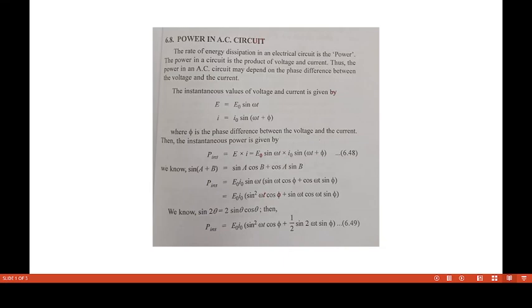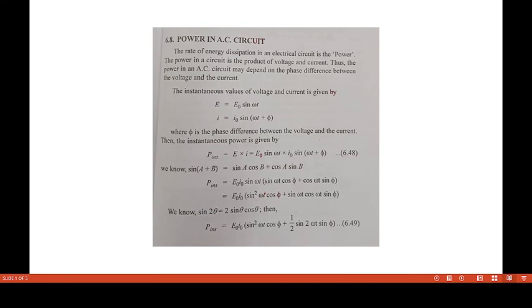The instantaneous values of voltage and current we've already seen from the beginning. The instantaneous voltage is given by E equals E naught sine omega t, and the instantaneous current is given by I equals I naught sine omega t plus phi, where phi is the phase difference between voltage and current.